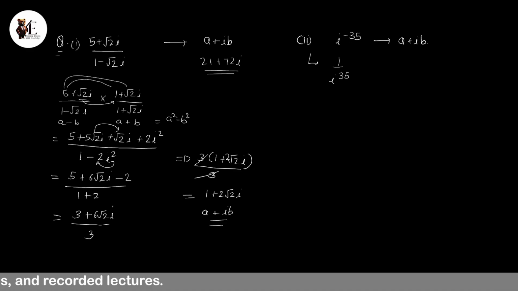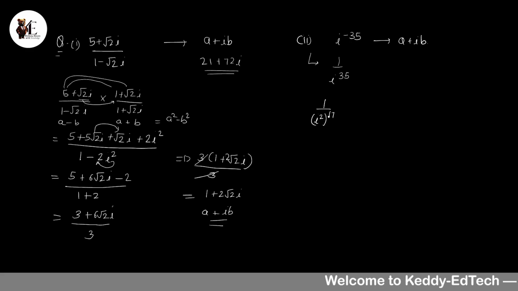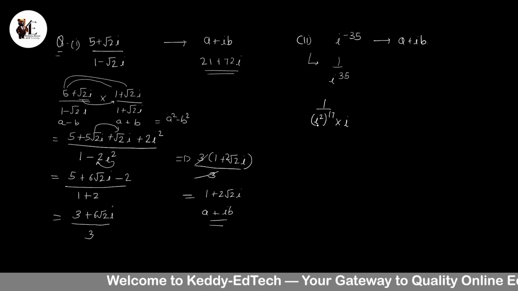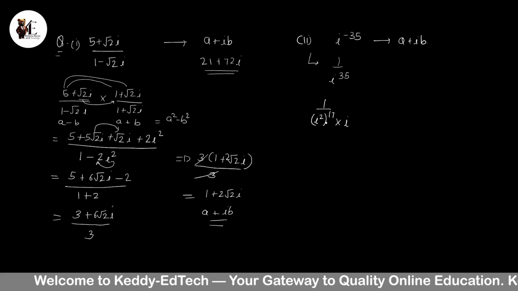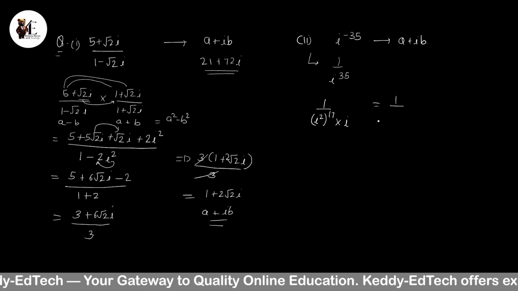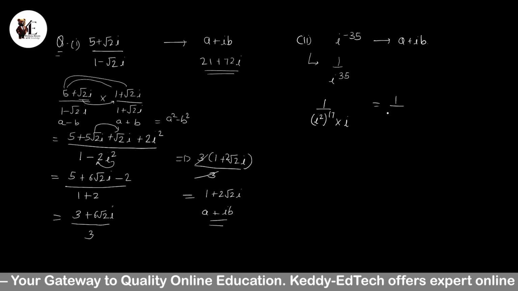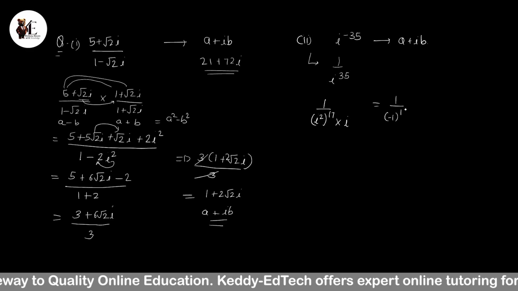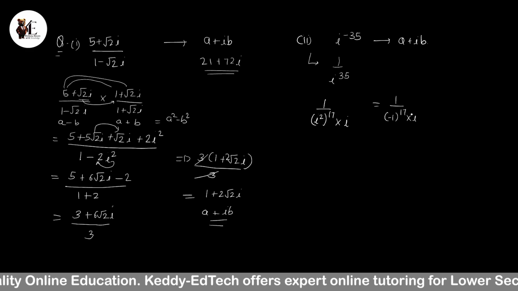Now it is 1 over I raised to the power 35, or I can write this as 1 over I square raised to the power 17, which gives I raised to the power 34, and one more I is required, so multiplied by I, because we know the value of I square. That is why I have written I square in the bracket. If I substitute the value of I square, that will be negative 1 raised to the power 17 into I.